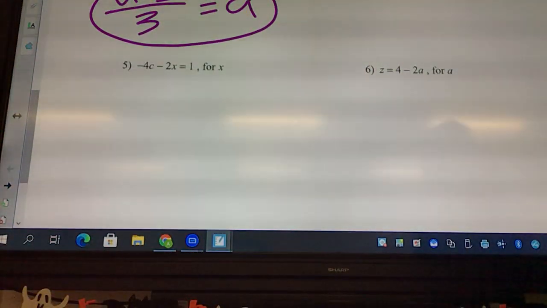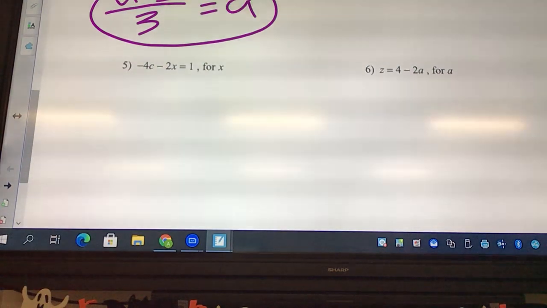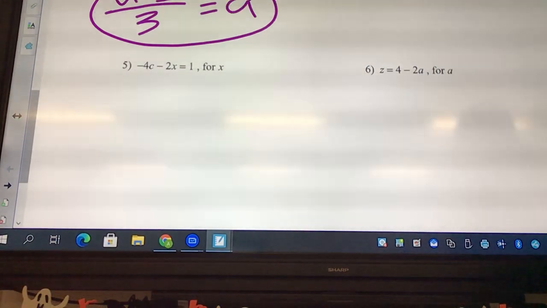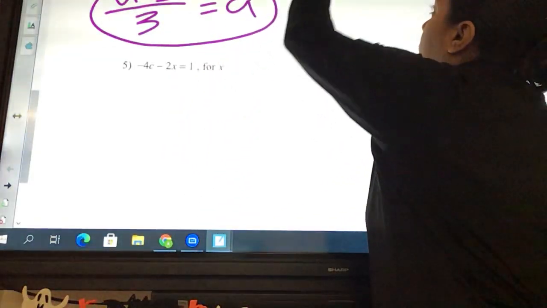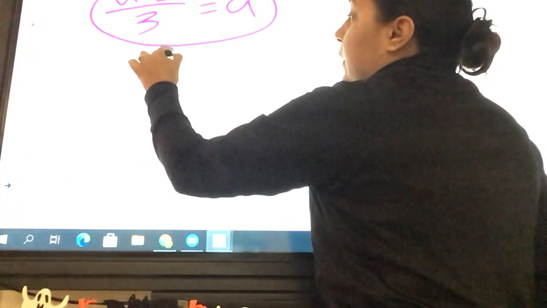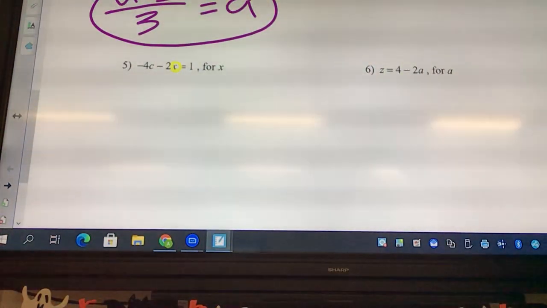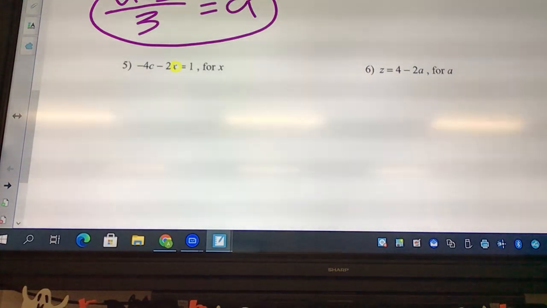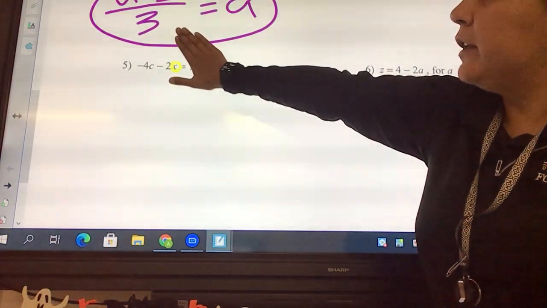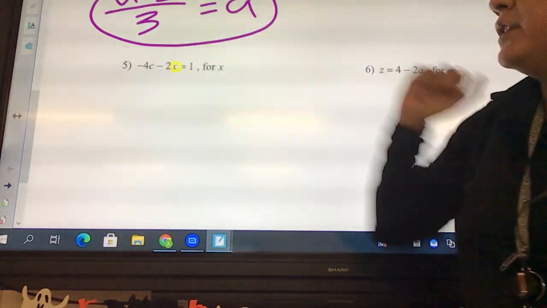Okay, look at 5. What letter are we solving for? We're solving for x. The same way with the last problem, we had to add or subtract something first. So what needs moved first? Right here's the x, right? That means that everything on the x side needs moved to the other side. So the 1 we're never going to touch because that's on the opposite side of the x. So what needs moved? The 4c first.